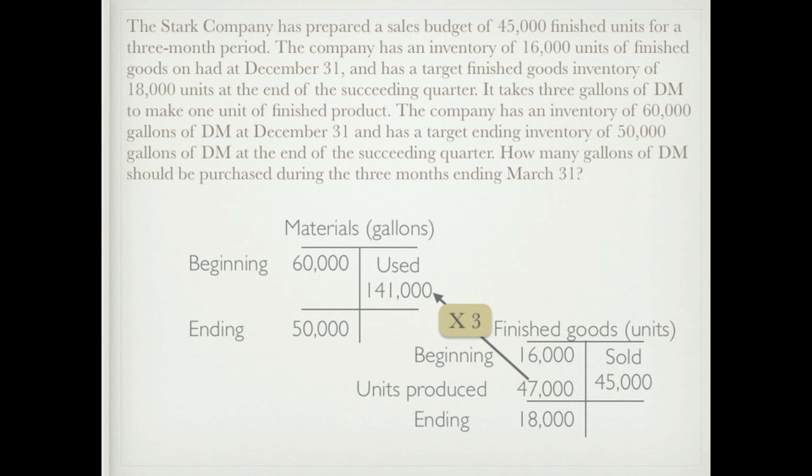Now, just as before, we know we need to use 141,000, and we need 50,000 in ending materials. Therefore, our inventory requirements for materials is 191,000. But we already have 60,000 in beginning materials inventory. So all we need to purchase is 131,000 gallons of direct materials.